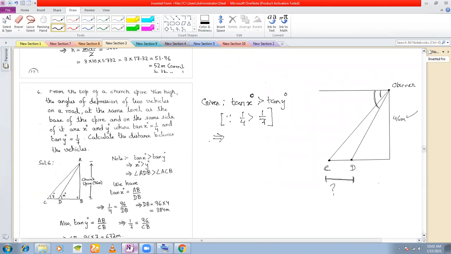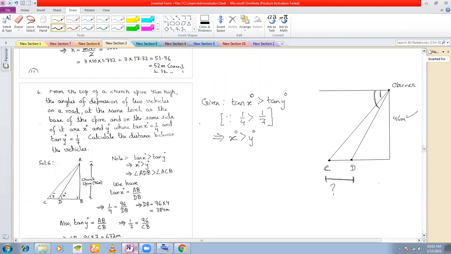If tan x degree is greater than tan y degree, then we can say x degree is greater than y degree. Now remember this rule that applies only for tan. That is, when tan x degree is greater than tan y degree, only then we can write that x degree is greater than y degree. If sine x degree is greater than sine y degree, then we cannot write. Understood? Only in case of tan we can write. If tan x degree is greater than tan y degree, only then we can write x degree greater than y degree.